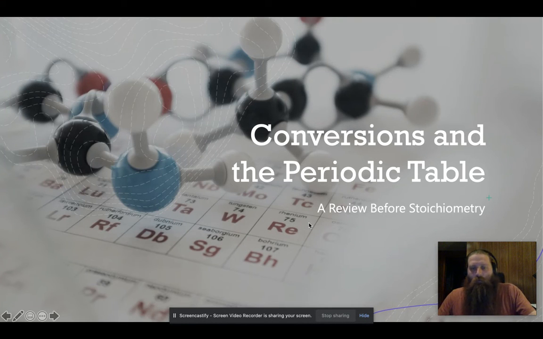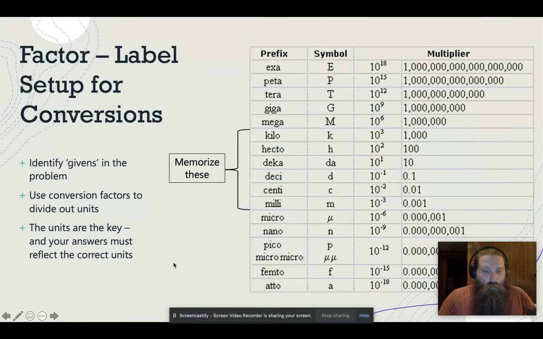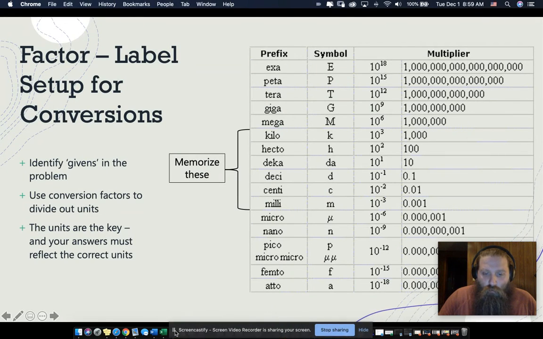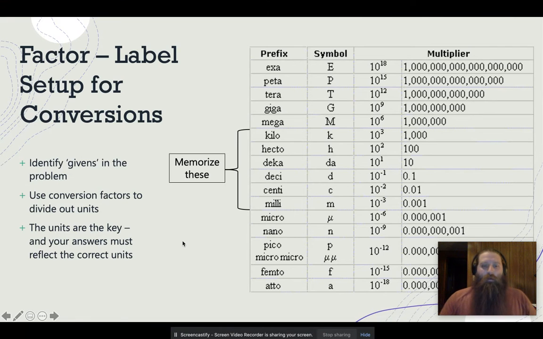All right, so let's do a little bit of review on how to do some conversions and what we can pull off of the periodic table, okay? So you should watch this before getting into stoich. Now, a couple things that we've already talked about that we definitely want to keep in mind. Number one, the factor label setup for all of our conversions, all our stoich problems, is going to basically revolve around the same set of ideas, same concepts.